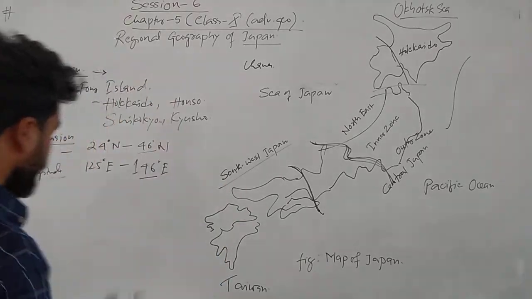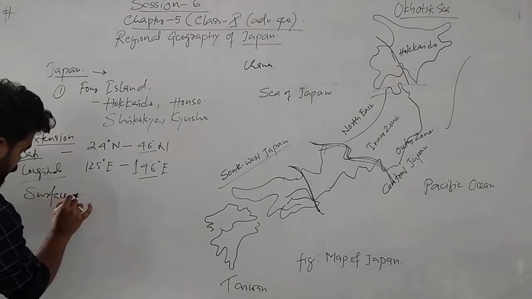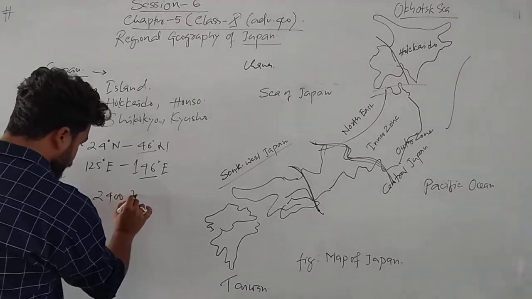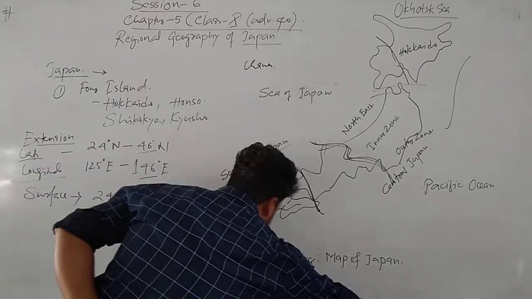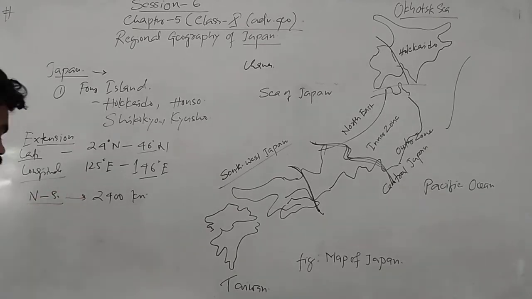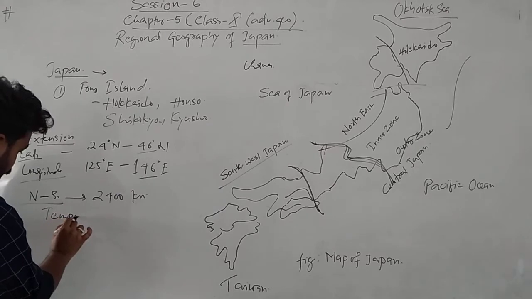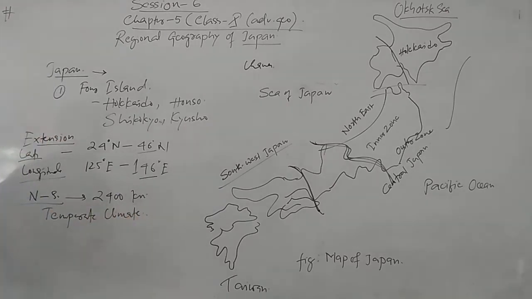Then we will see what the surface area is. Total length of Japan is 2400 kilometers. That is actually not surface area; it is from north to south, because Japan is an island, and from north to south the direction is 2400. So we can get a temperate climate here.